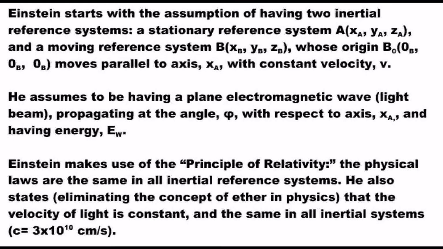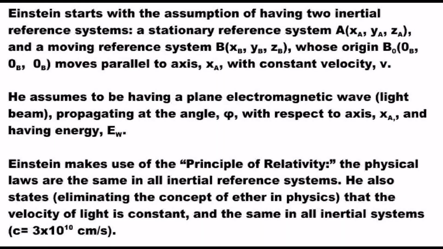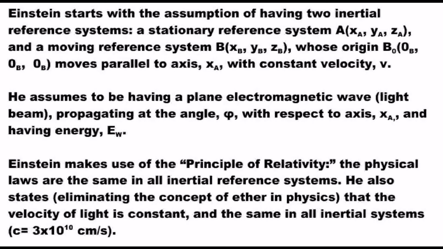Einstein starts with the assumption of having two inertial reference systems, a stationary reference system A, and a moving reference system B, whose origin moves parallel to axis xa with constant velocity v. He assumes a plane electromagnetic wave, a light beam, propagating at an angle with respect to axis xa, and having energy EW. Einstein makes use of the principle of relativity: the physical laws are the same in all inertial reference systems. He also states, eliminating the concept of ether in physics, that the velocity of light is constant, and the same in all inertial systems.